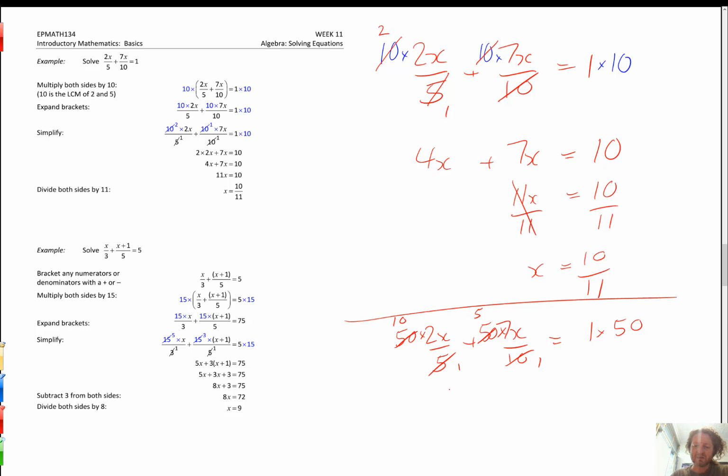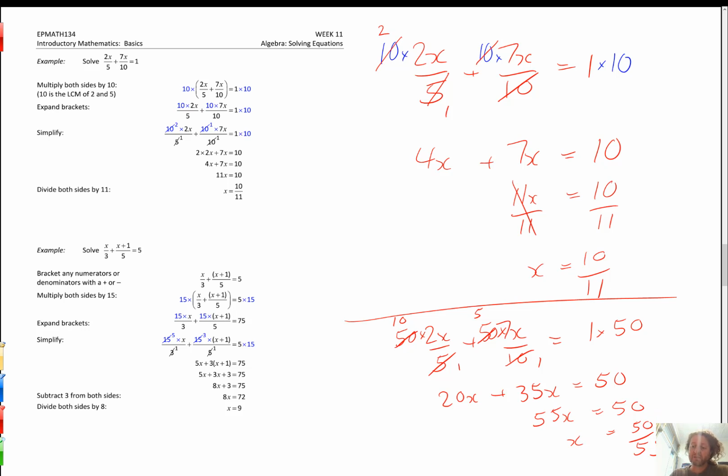And that's 10 times 2x, that's 20x, plus 5 times 7x is 35x, equals 50. And then I would have said 20x plus 35x is 55x, equals 50. Hence x equals 50 divided by 55. Notice the only difference was it's not simplified. Using the lowest common denominator, I dealt with smaller numbers and it was simplified. Not always, but it was in this case.